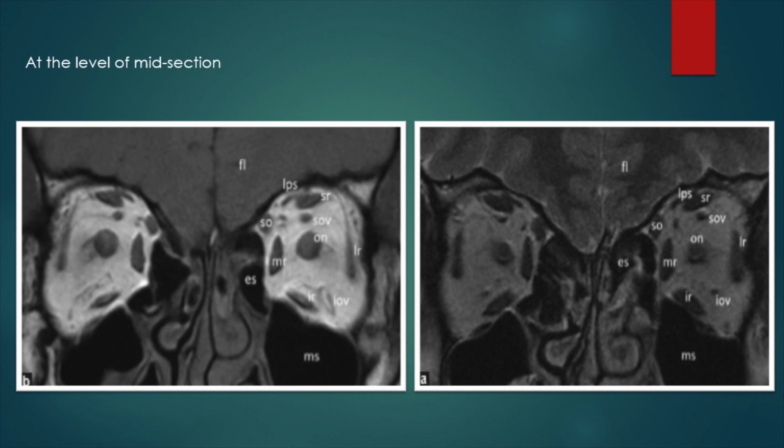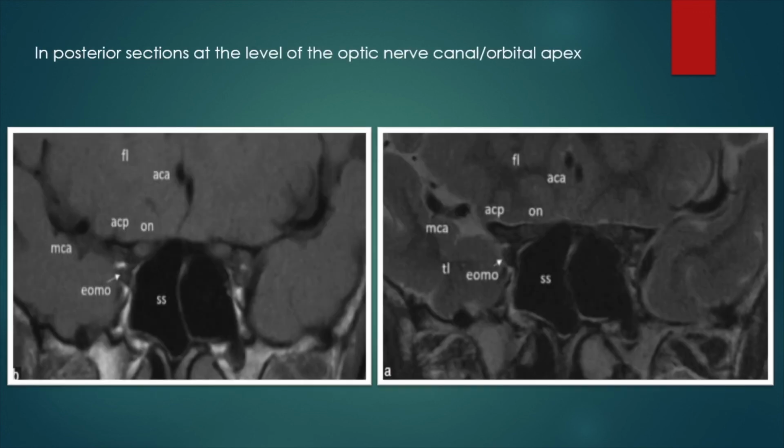The level of midsection is again the T1 image and T2 image. Again, this is the LPS muscle which we could see, and the frontal lobe, ethmoidal sinus, and this is medial rectus, and the superior oblique muscle, LPS, superior rectus muscle, and superior ophthalmic vein, optic nerve which we could see here, and the lateral rectus, medial rectus, inferior rectus, and inferior ophthalmic vein.